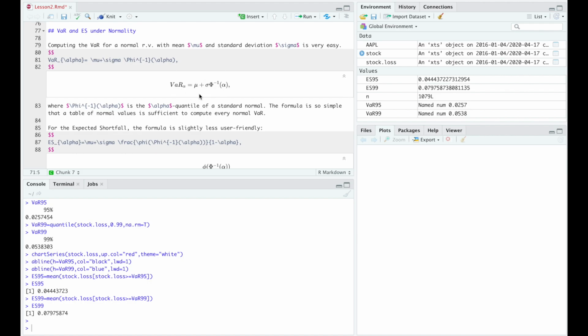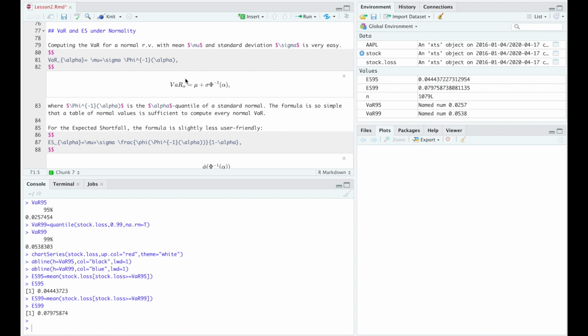Now, you see that if you consider this formula, and this is the formula for the value at risk at the alpha level under the normality assumption, under a normal distribution, it should not be a problem to observe that in this situation, the value at risk is actually subadditive.